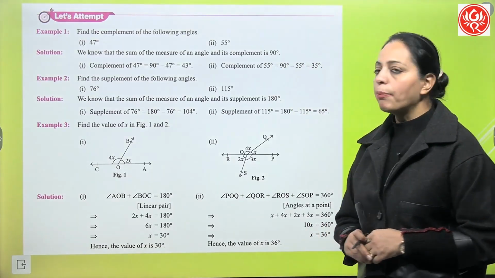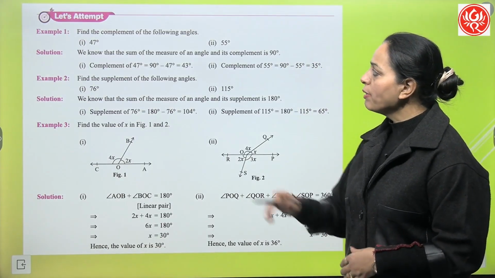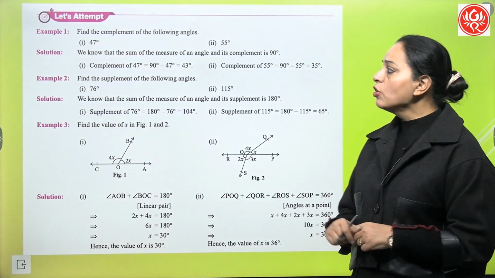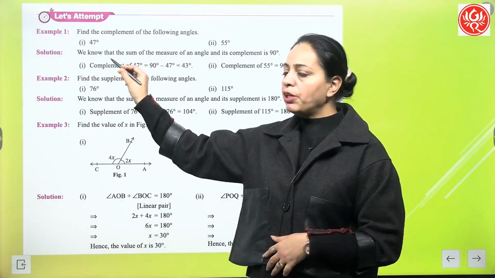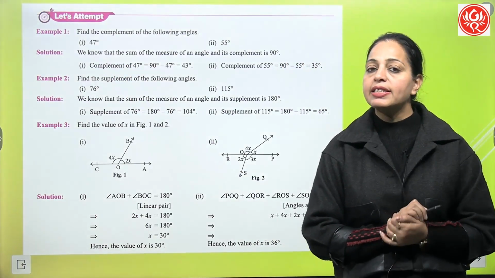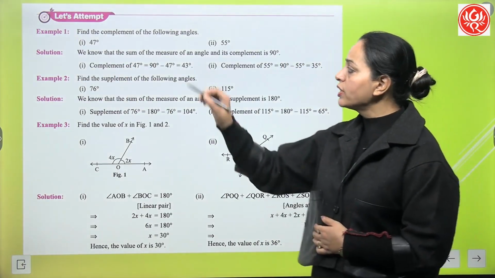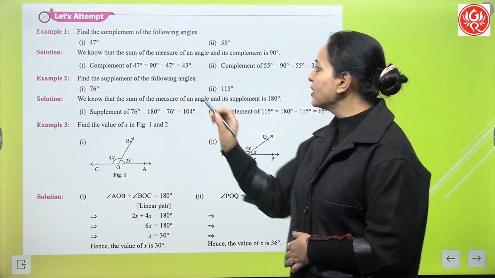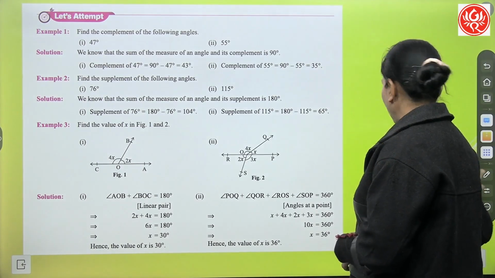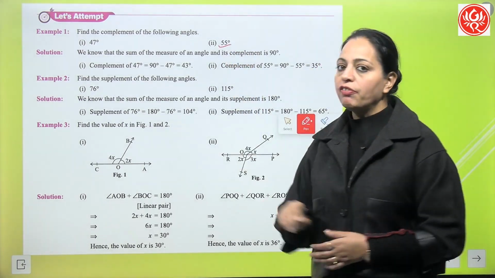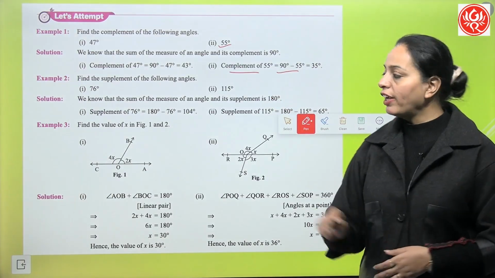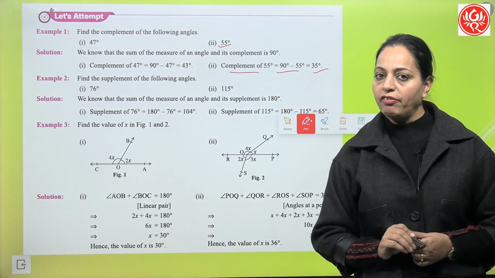Let us attempt example 1. Find the complement of the following angles. The first one is 47 degrees. So how can we find out its complement? We know complementary angles, their sum is 90 degrees. The second angle would be 90 minus 47, that is 43 degrees. Okay. The second part, 55 degrees. So its complement is 90 minus 55, that is 35 degrees.